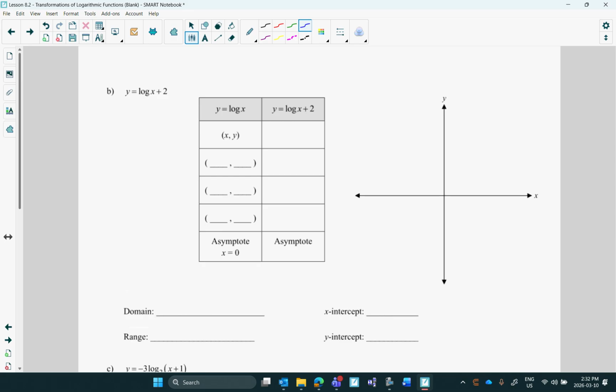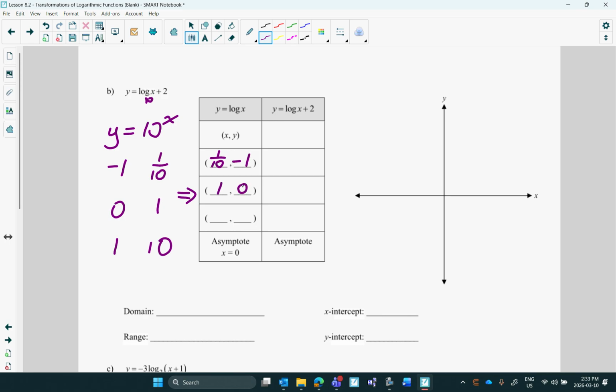I don't see a base. So it's 10. Therefore, y equals 10 to the x. The table would be -1, 1/10; 0, 1; 1, 10, and then reverse to get the log.